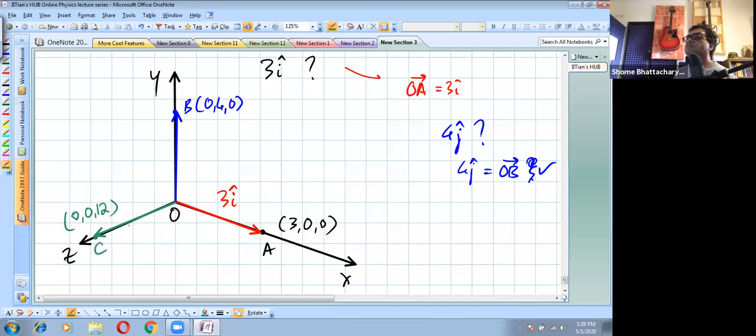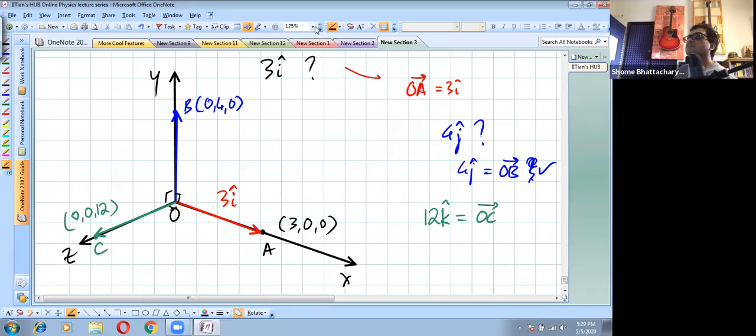and I label this endpoint as C. So C is the point having this coordinate, and I can see that 12 k cap is nothing but that vector. It is OC as a vector. So it's three mutually perpendicular lines. Okay, hope you understand. Each of these vectors is along three mutually perpendicular lines.